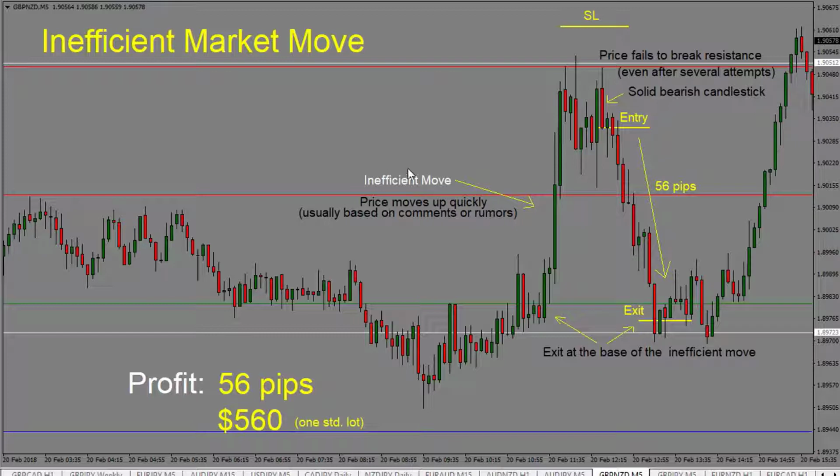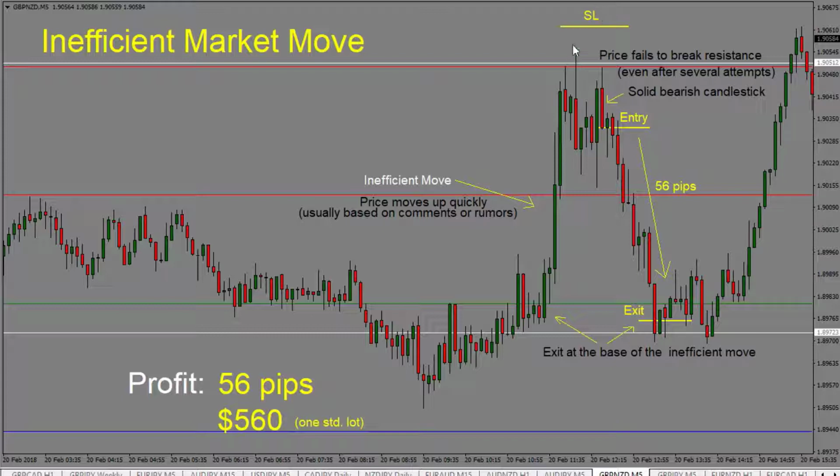So just to recap here, an inefficient market move is where the price moves very, very quickly in just one direction. It doesn't do this back and forth, it just pops right out. And we're looking at trading this in the opposite direction of this move. So we're looking to sell this. Once we see that the price is not able to break the highs, we are looking for a good solid bearish candle close so we can enter the trade short. Once we get this red bearish candlestick here, we can enter our short trade here.